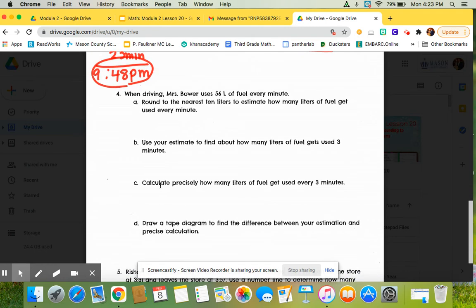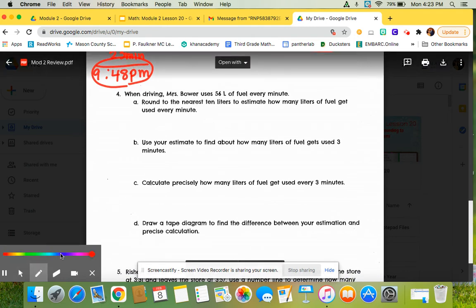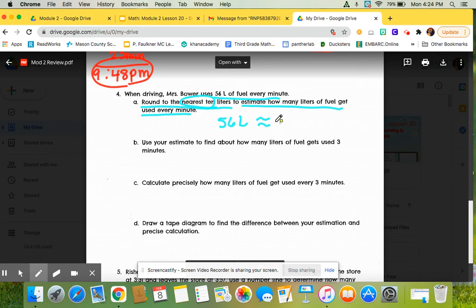Number 4, when driving, Miss Bauer uses 56 liters of fuel every minute. Round to the nearest 10 liters to estimate how many liters of fuel get used every minute. So nearest 10, want to make sure we look for that. So we have 56 liters, and if we round that to the nearest 10, 56 is about 60 liters.